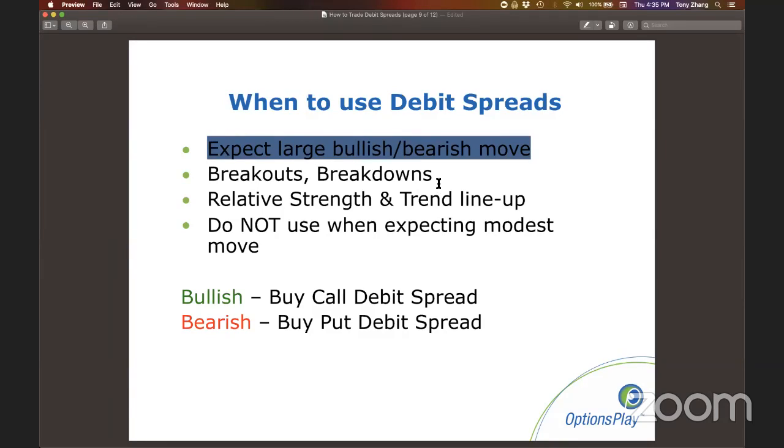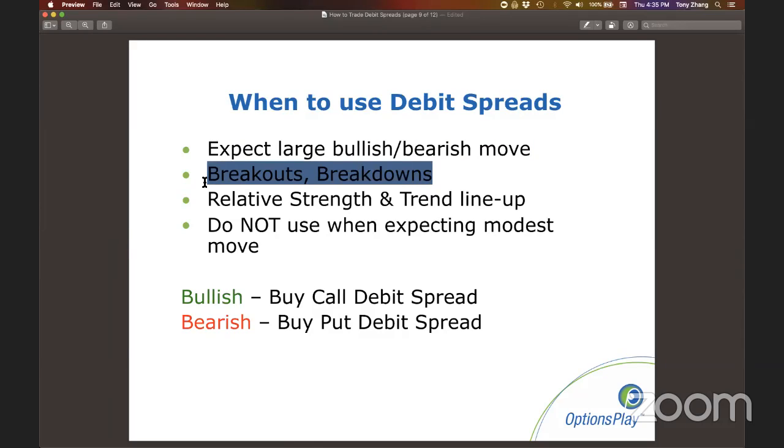So this is really useful if you've identified a breakout or breakdown. If a stock is starting to break out and you think it's going to continue moving higher, or vice versa, if it's starting to break below some support levels and you're concerned that this stock may start falling apart, these are the types of trades that you want to look for on a debit spread.